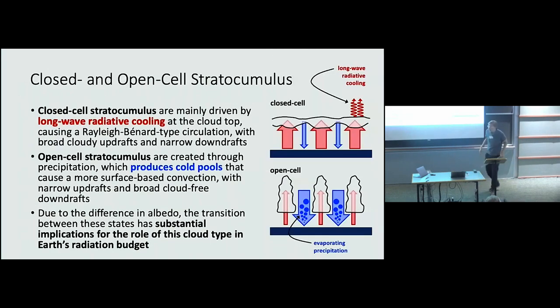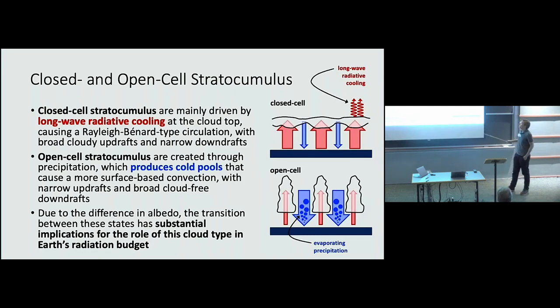But first of all, I would like to remind you what Graham has already told you about how these closed and open cell stratocumulus work and behave, because this is quite important for the following talk. Stratocumulus are very important for the climate system. They cover around 20% of the globe, and they're a very important negative forcing in the radiative budget because they reflect a lot of light, shortwave radiation, back to space. But they exist in two distinct states.